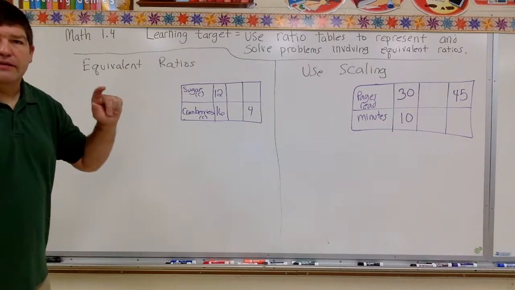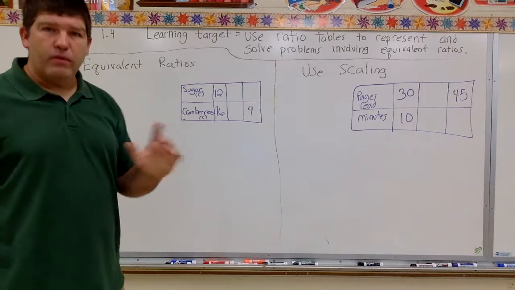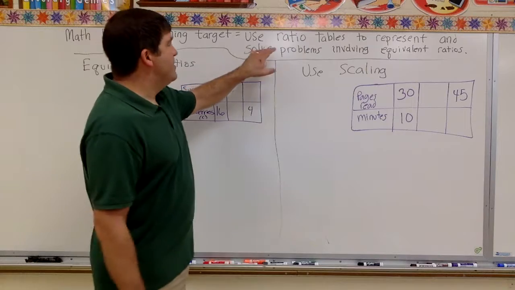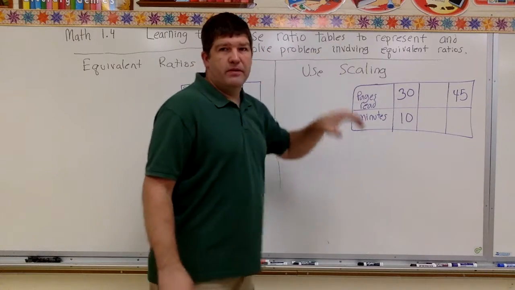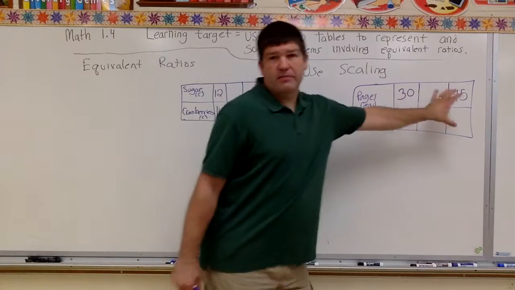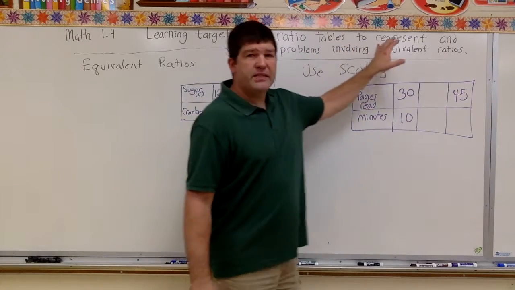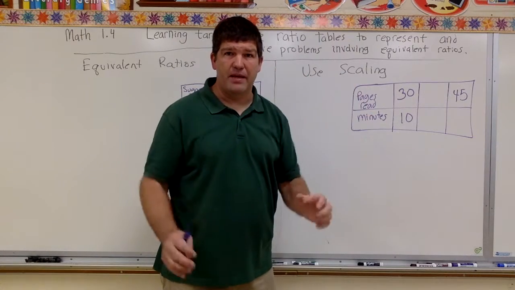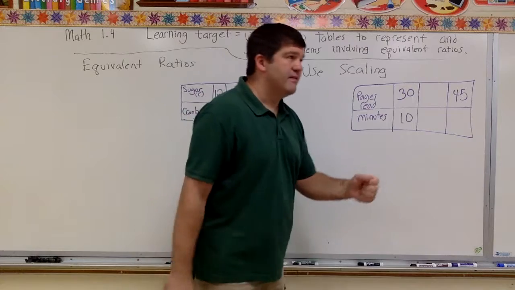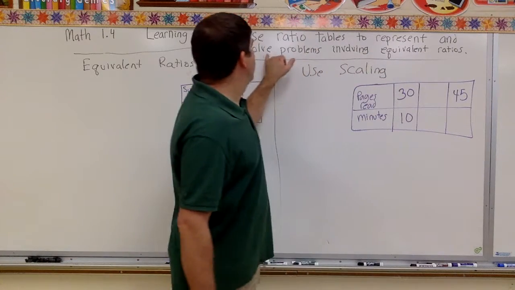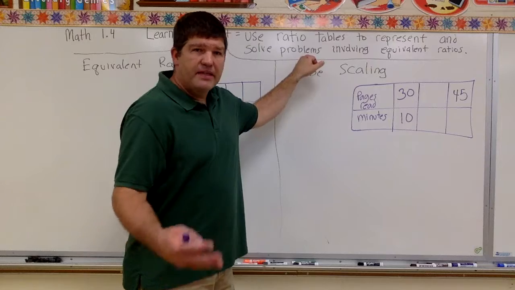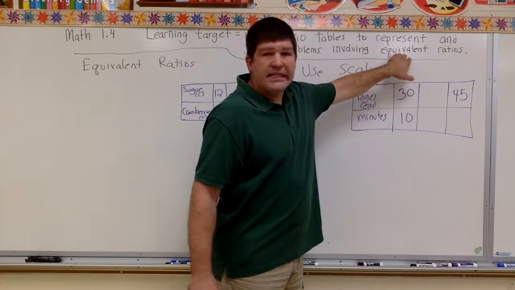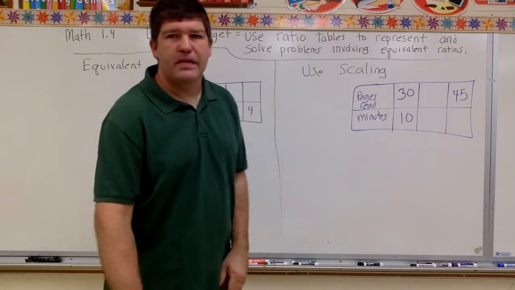All right, math, chapter 1, lesson 4, 1.4. The learning target for this lesson is to use ratio tables. We know what a table is, like a chart, set up like these two things right here. Use tables to represent some information and solve problems, so you want to get the answer involving equivalent ratios. Equivalent, equal, same ratio.